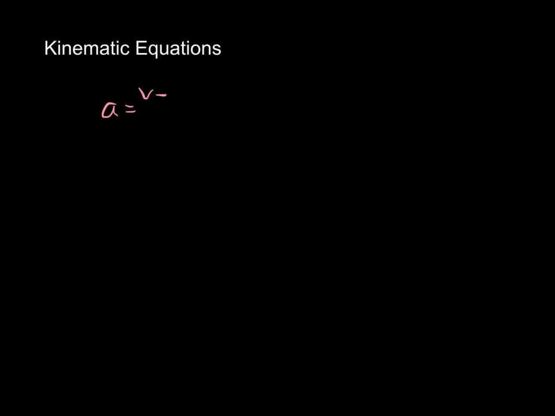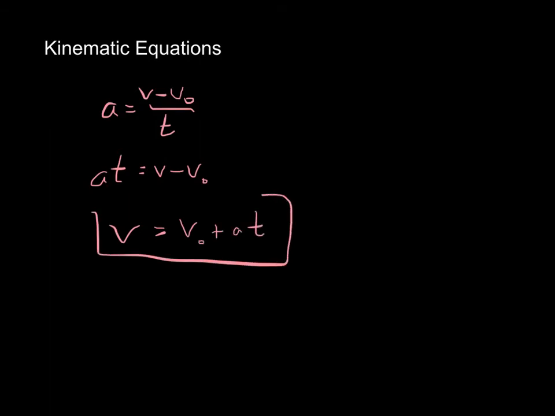So the first equation, very simple, comes from our last equation, where we had acceleration equals v minus v naught over t. And we're just simply going to rearrange this equation. So I'm going to multiply both sides by t. So I get at equals v minus v naught. And then solve for v. So v equals v naught plus at. And that is the first of our useful kinematic equations. So this equation could be used to tell you how fast something is going after a period of acceleration, as long as you know how fast it started. So a useful equation there.